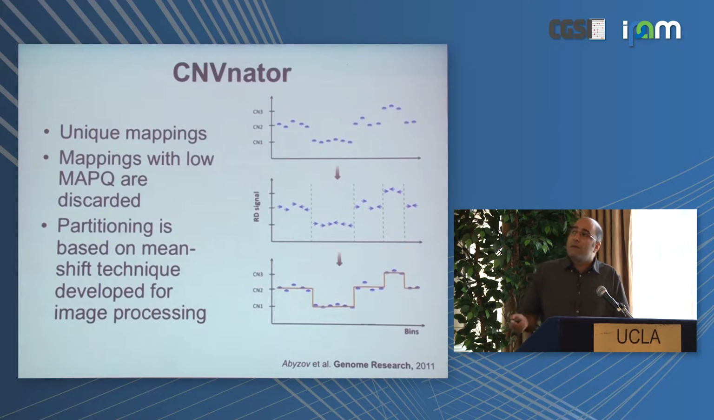So one of the other methods that, as I said, was developed for calling CNVs using read depth is CNVnator. It uses a unique mapping of the reads, filters the reads with low quality, and then uses image processing algorithms for finding regions in the genome which have a deviation, which have a change in the read depth.